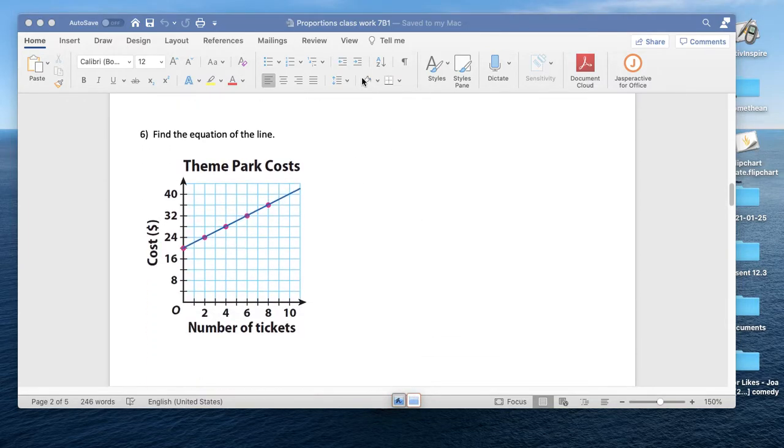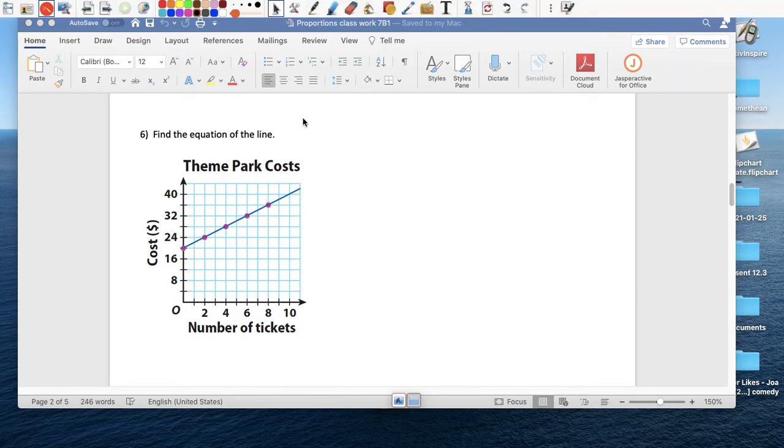Find the equation of the line. This one is not proportional, but that doesn't stop us from finding the equation of the line. Our line is going to be y equals mx plus b, where b is the y-intercept. Now, I'm going to add some numbers here. That's 2, that's 1, that's 3, that's 5, that's 7. That seems to stop me from doing that. So that's 0 and 8.